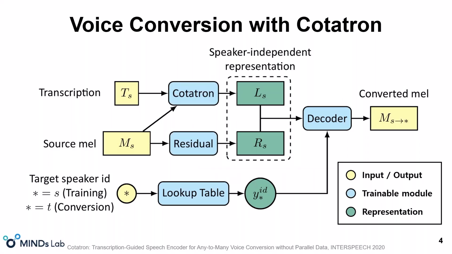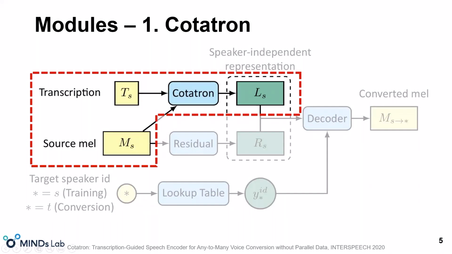In this figure, the yellow blocks represent the input or output, the light blue blocks represent the trainable modules, and the green blocks represent the intermediate representations. First, Cotatron encodes speaker-independent linguistic features from speech and its transcription, which we call Cotatron features. Next, the optional residual encoder encodes the speaker-independent prosodic features from speech. Finally, the decoder combines the speaker-independent features and target speaker's information to synthesize the converted speech. Let me explain the modules one by one.